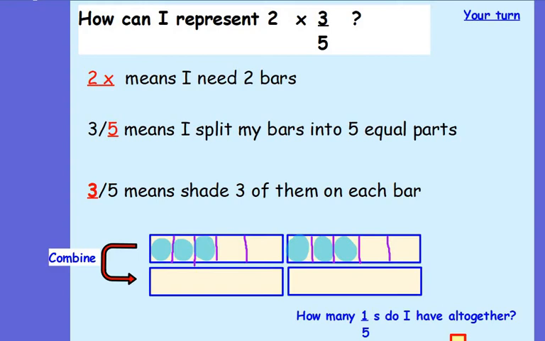To give me my final answer, I'm just going to combine all those up so I know how many wholes I've got. Split them up in the same way. Move them all along. So I've got 1, 2, 3, 4, 5, 6. I've just moved these 3 over. So I've now got 1 whole and 1/5, or 6 lots of a 1/5.